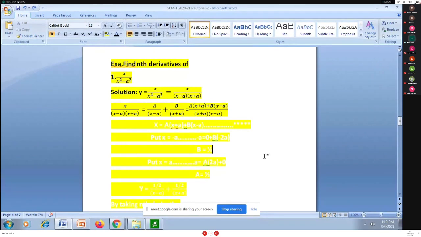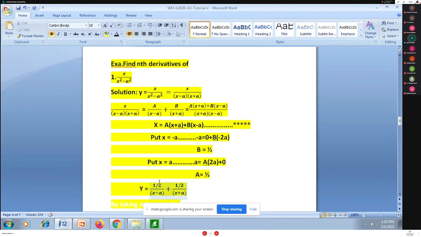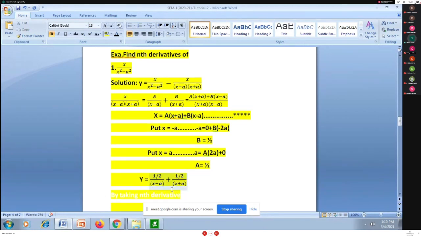Here you will substitute the values for the unknowns. So you will write the value for y as a upon x minus a plus b upon x plus a, and substitute the values of a and b as 1 by 2, 1 by 2. So you have y as 1 by 2 upon x minus a plus 1 by 2 upon x plus a. Now you are going to take the nth derivative.